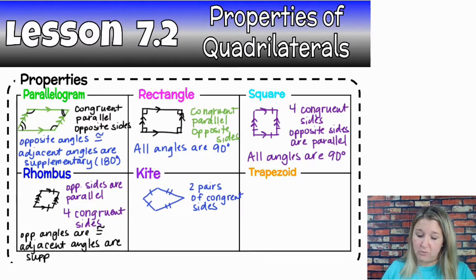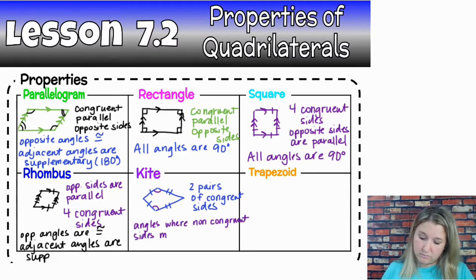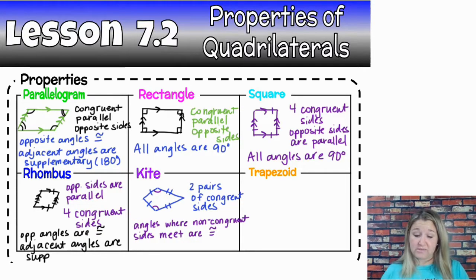And then also something else about a kite is that the angles where the two sides meet that are not congruent, those angles are going to be the same. So I said angles where non-congruent sides meet are congruent. So those two angles that are opposite of each other.